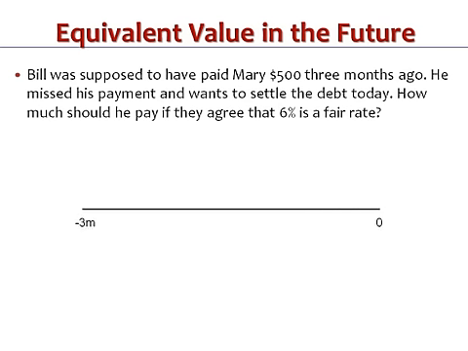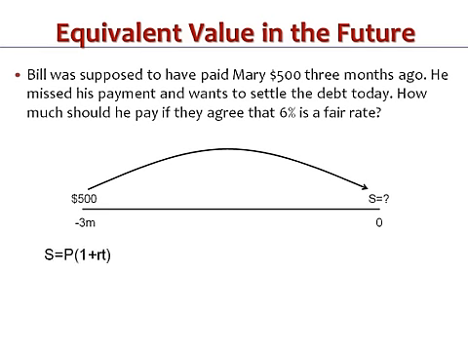Well, let's draw a little timeline. On that, I've got 3 months ago and today. Today's always 0 on our timeline. $500 was originally due 3 months ago. We want to carry that forward or add interest for 3 months to bring it up to today and figure out what we should pay instead. That's going to be the maturity value formula.